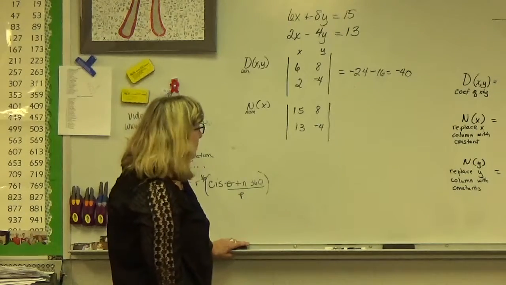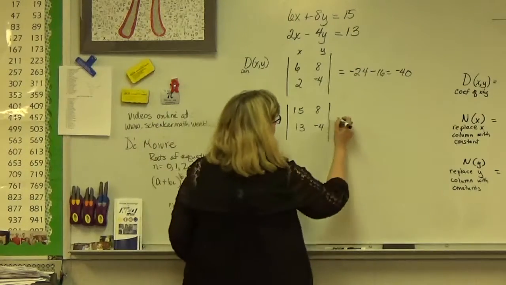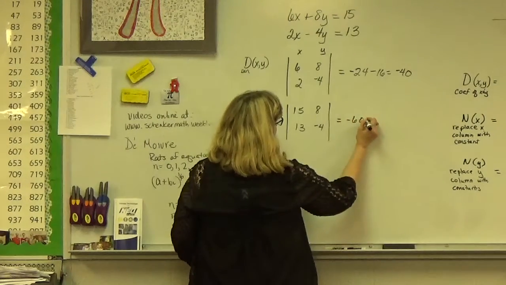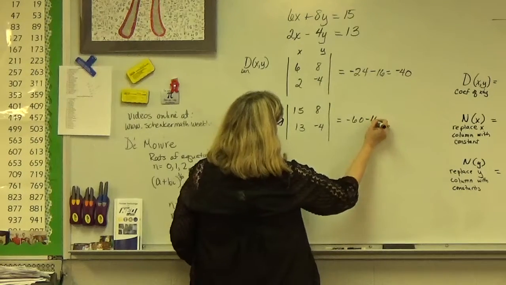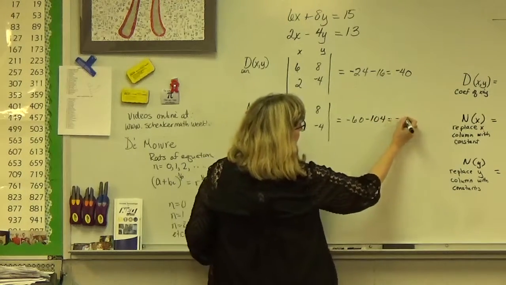Okay, so Nathan, what will you get when you evaluate this 2 by 2? We'll have negative 60 minus negative 4. So what is that, negative 164?